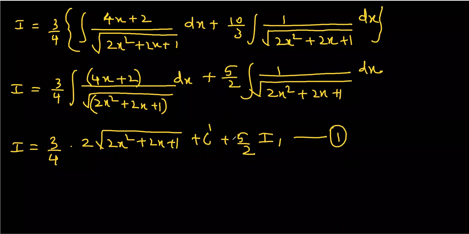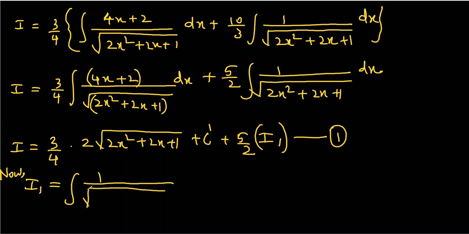Now we are done with everything, but I1 is still left. So we will take I1. I1 is this integral. I will write I1 equals to, now I1. What is I1? I1 is 1 upon square root of 2x square plus 2x plus 1 dx.